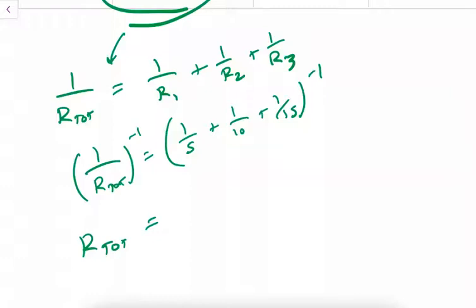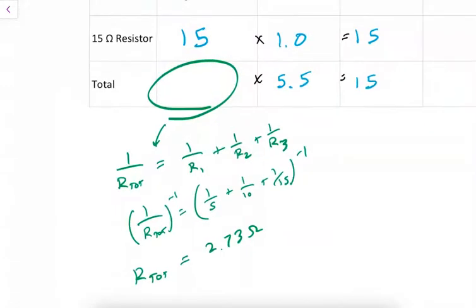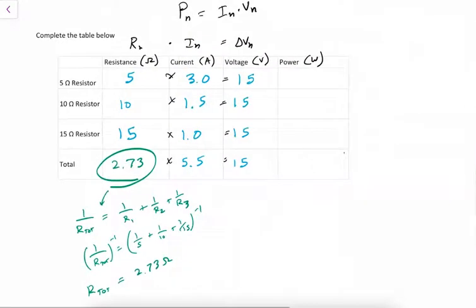If you do that using your calculator, you do 1/5 plus 1/10 plus 1/15 first, and then you would invert it. So you'd put it to the power of -1, or do 1 over that answer, and you should end up with 2.73 ohms. So this is 2.73. And then to double check to see if we did it correctly, we would take the 2.73, multiply it by 5.5, and sure enough, we get 15 volts. So that is correct, it is accurate.